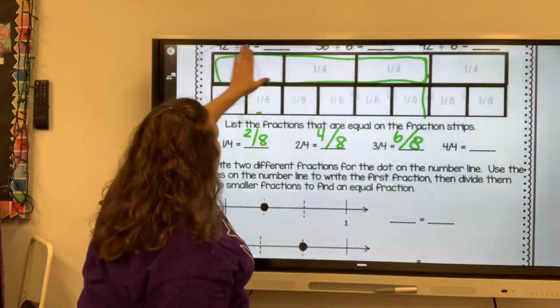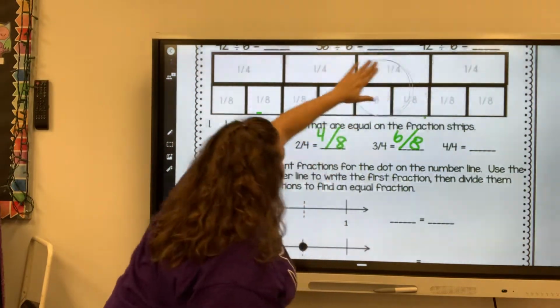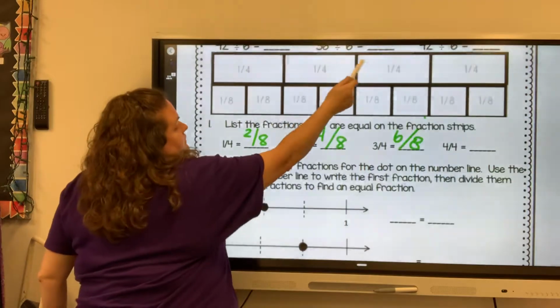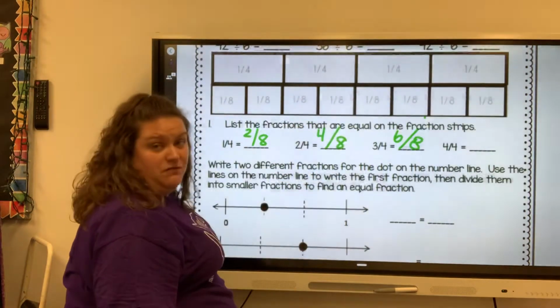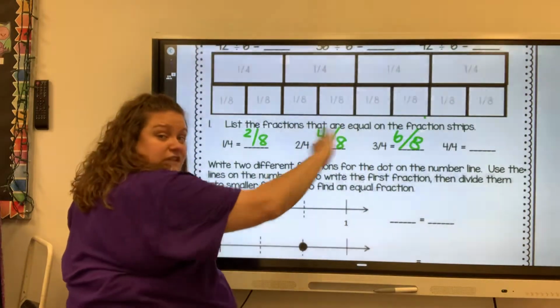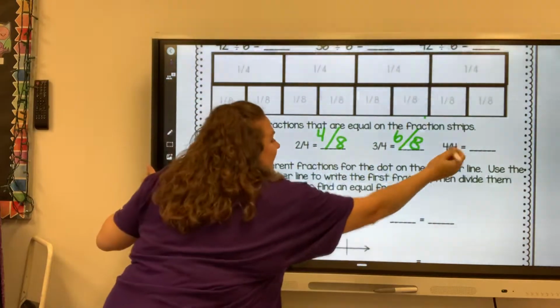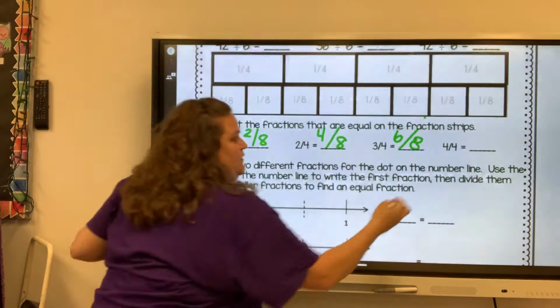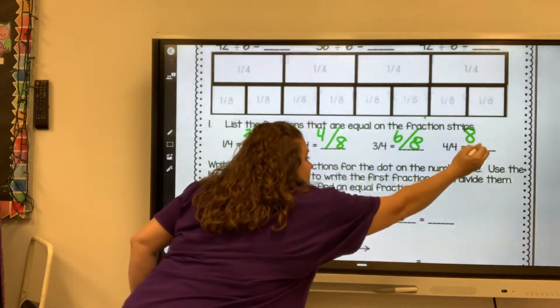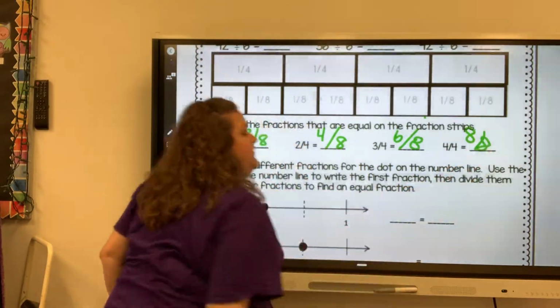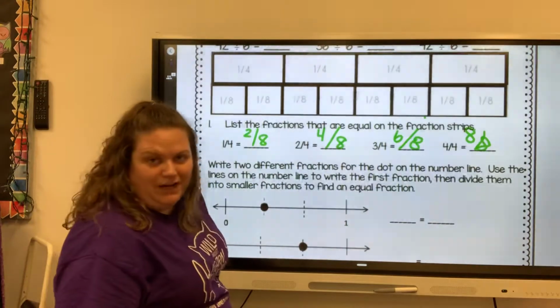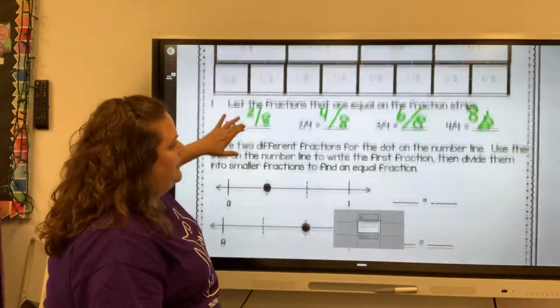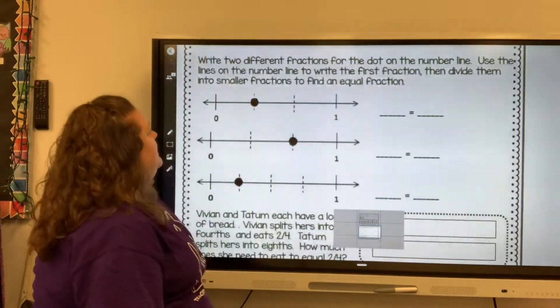Last but not least, the whole thing. It says 4/4. So I'm going to go 1, 2, 3, 4 of them, which is 4/4. How many eighths would I have all the way across? I don't have to count this because I know it's equivalent to 8/8, or 1 whole is the same as saying 8 eighths. If you needed to count it, feel free to do that. It's totally fine. But we've been working with wholes for a bit now. I'm going to scroll down here.